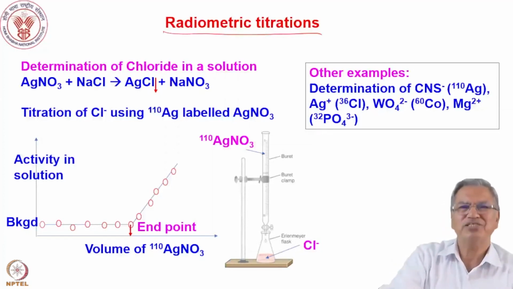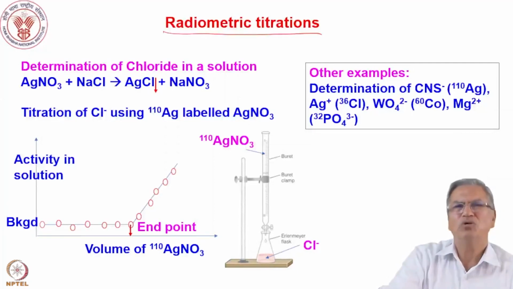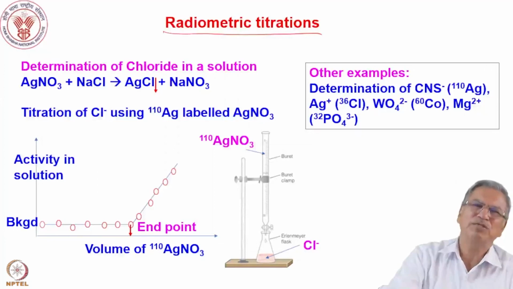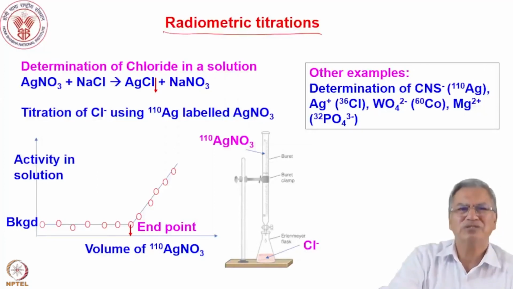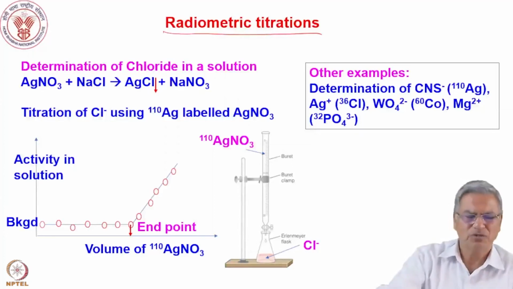So you use a radiotracer, for example, in a precipitation titration. Normally in the gravimetric type, you can precipitate, take the precipitate weight and find out the concentration. So you go on adding the reagent, and at some point the equivalence point is reached. So how do you track that?